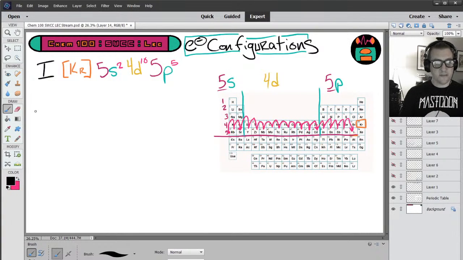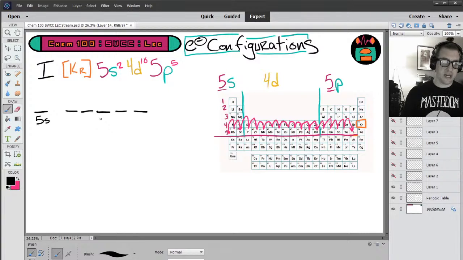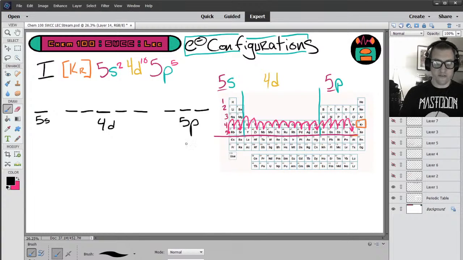Now let's write our orbital diagram. We have 1 orbital in our 5s subshell. We have 5 orbitals in our 4d subshell. And then we have 3 orbitals in our 5p subshell.